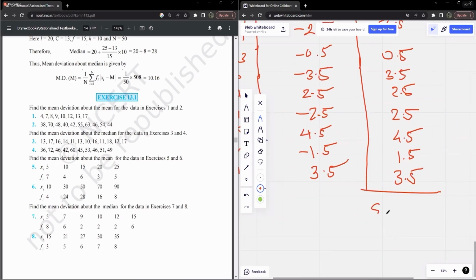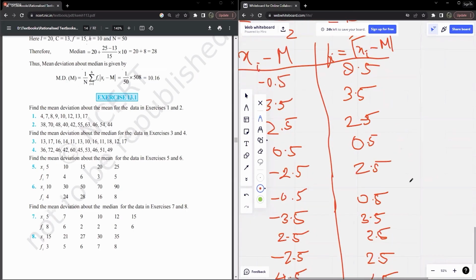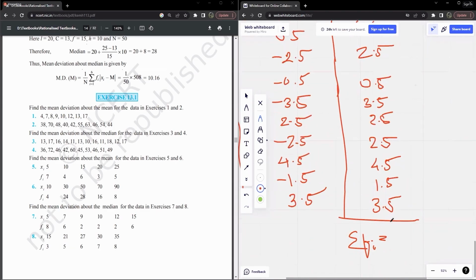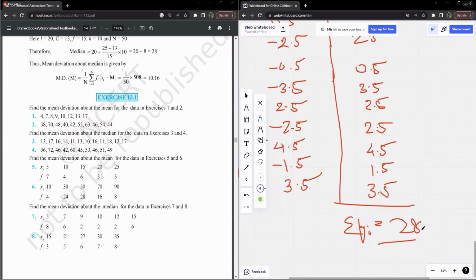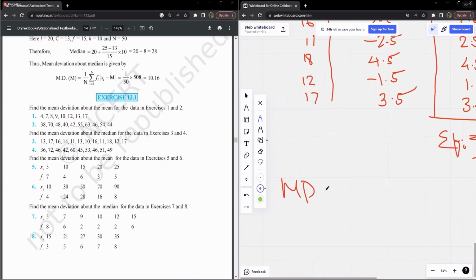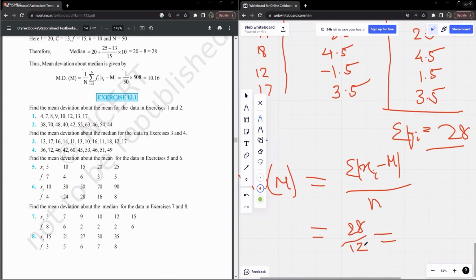So summing all of this up, sigma fi is going to basically be equal to the sum of all these different numbers, which is basically 28. All right. So finally, I have the mean deviation about the median equal to this whole summation of mod xi minus M divided by the number of observations. That is going to be 28 divided by 12. That is going to be equal to 2.333.